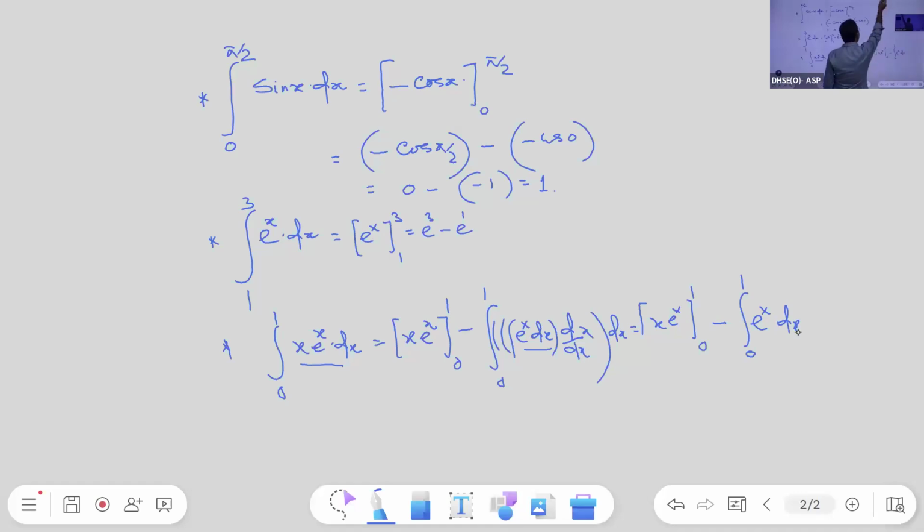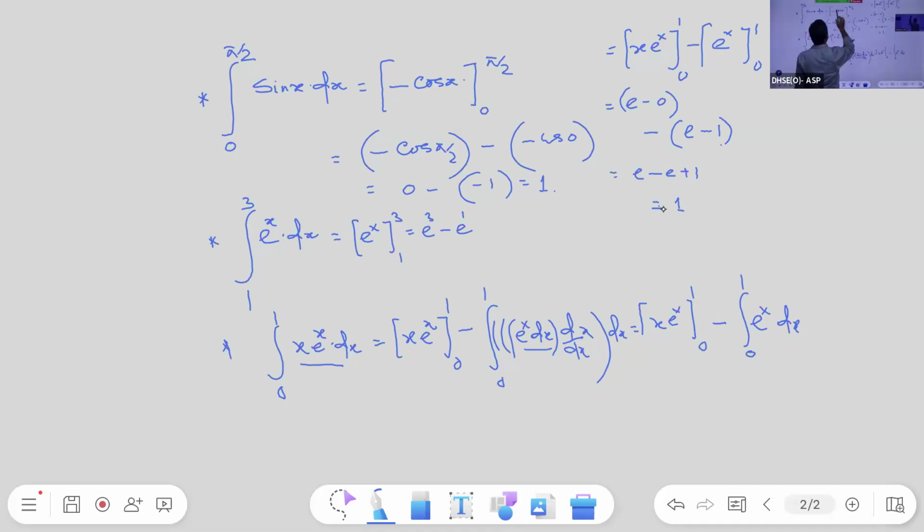This is equal to x e power x, limit 0 to 1, minus e power x, limit 0 to 1. If you substitute x is equal to 1, then this should be e minus 0, which is 0, minus e power 1 is e, minus e power 0 is 1. This is equal to e minus e plus 1, which is equal to 1. Okay. Did you understand? Write in the chat box. Is it clear?